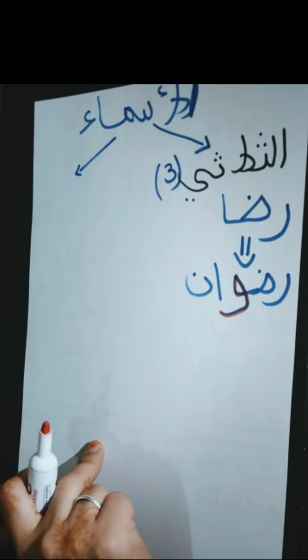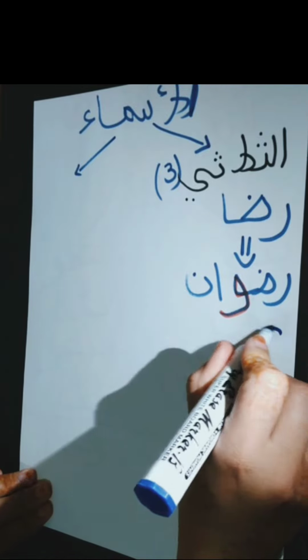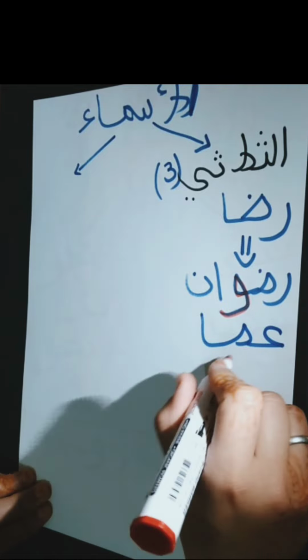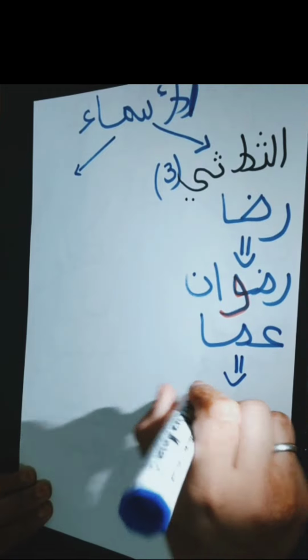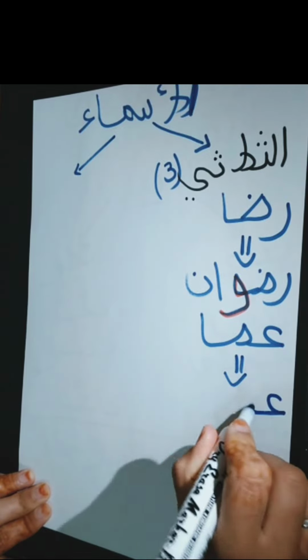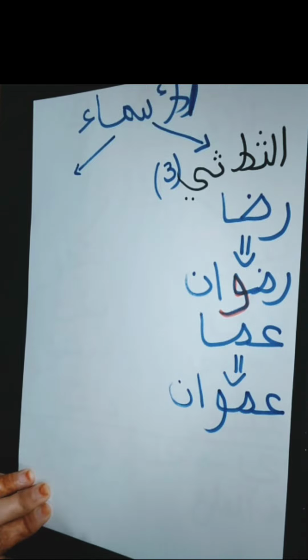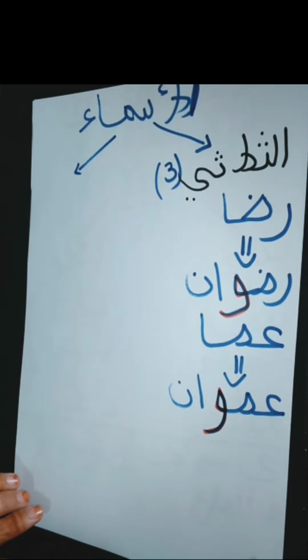I will give you another example, like عصا. عصا is one thing, and عصوان is two things, double. رضا is 1, رضوان is 2. عصا is not a percent, it's one thing, and عصوان is two things.